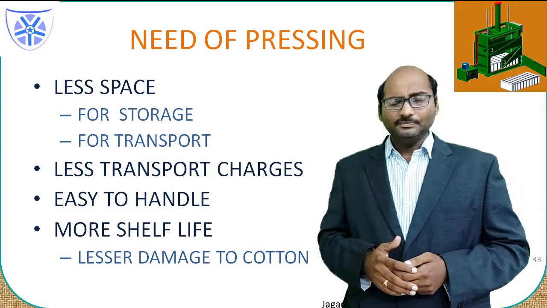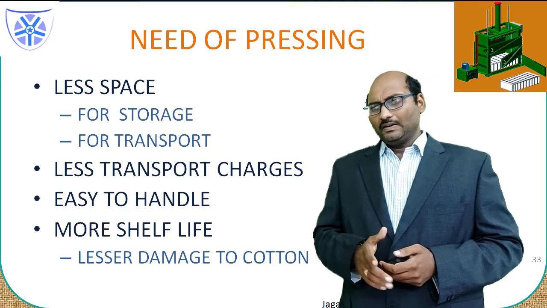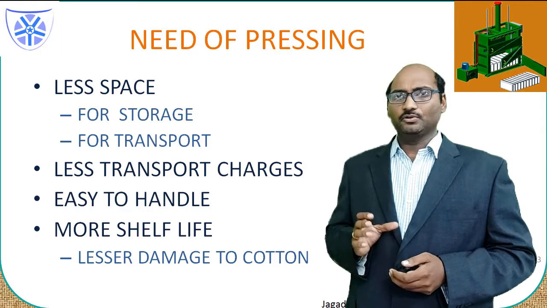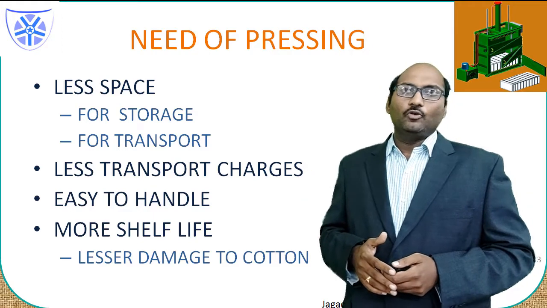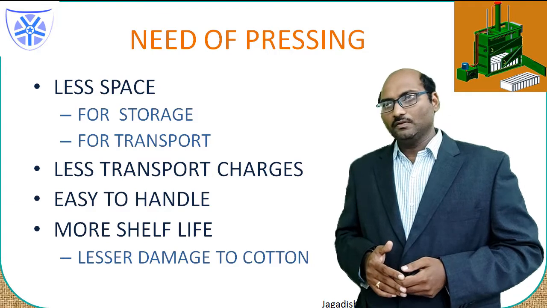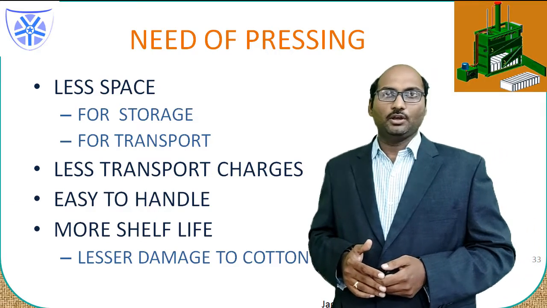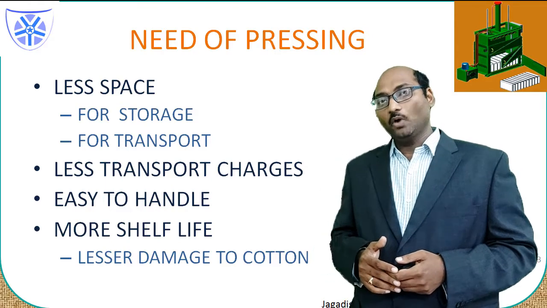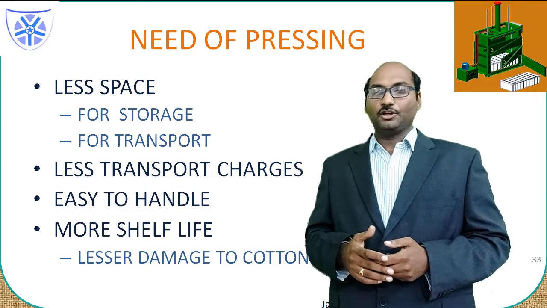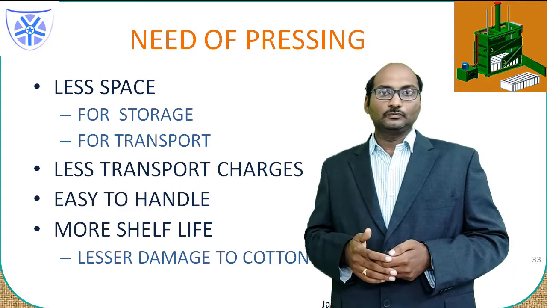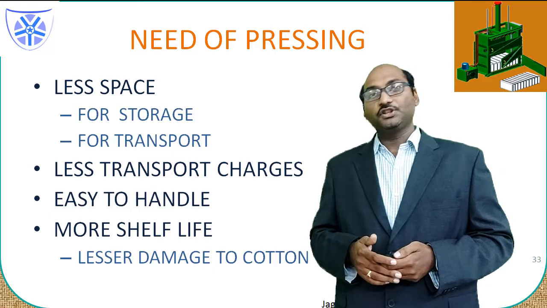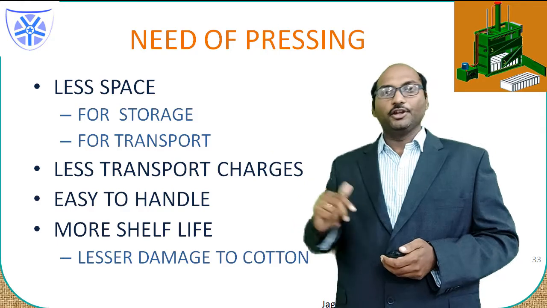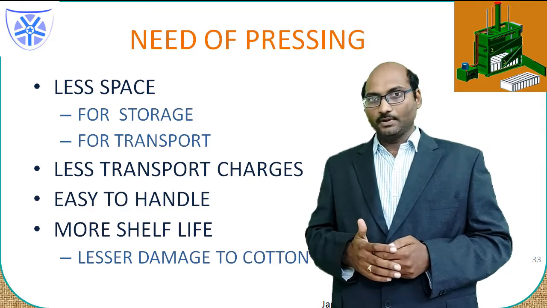So what happens? As the cotton occupies so much space, it needs to be compacted so that it can be stored. By compressing, the storage space can be reduced, and at the same time less volume will be sufficient during transport also. Transport means sometimes sea shipments come into the picture, maybe all the way from Australia to India.